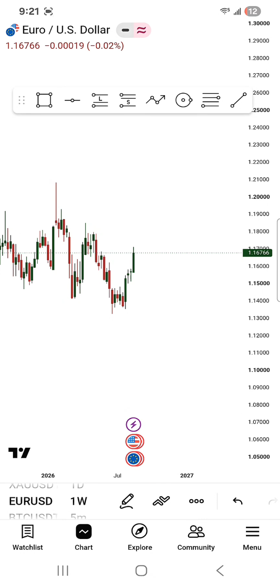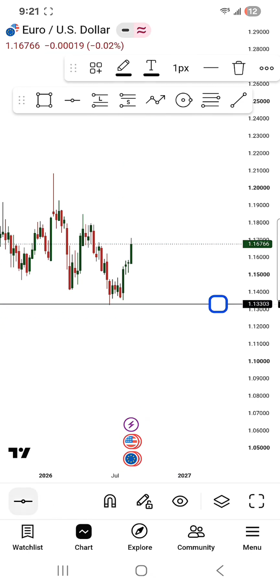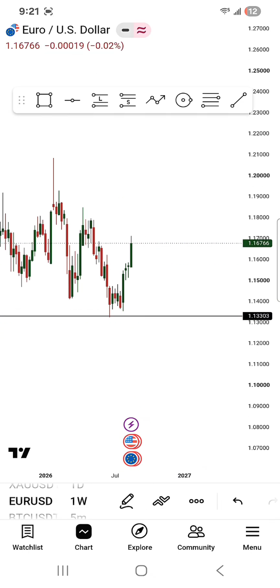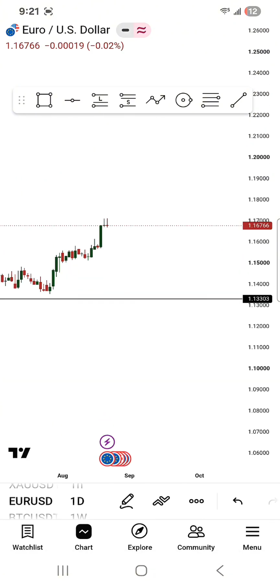This is exactly how I made $15,000. Guys, let me show you. Now this is on the weekly time frame. I saw price reacting from this support zone. Okay, now price is reacting from here. I quickly go to the daily time frame to further understand the structure.